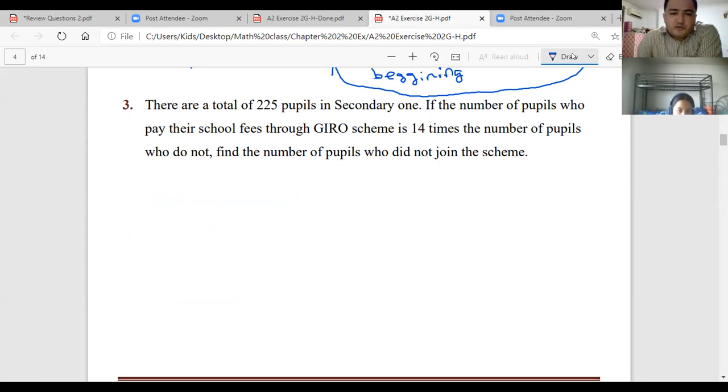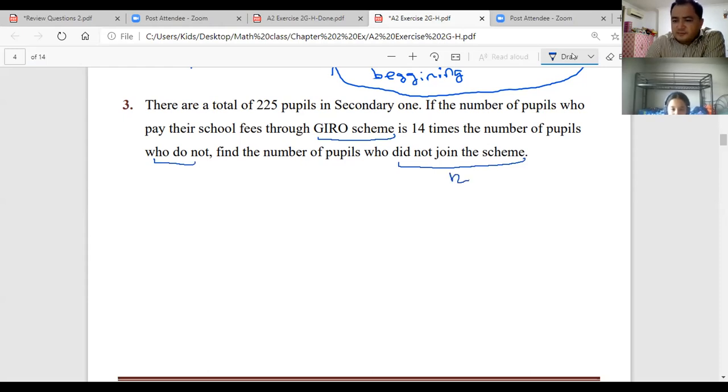There are a total of 225 pupils in secondary school. Okay, now we know that. If the number of pupils who pay their school fees... So now immediately you understand this question is about the number of students who are paying their school fees through the Jiro scheme. Maybe it's paying online or paying cash or paying by Visa card, something like this. That thing is not important. That is one method of payment, and it is 14 times the number of pupils who do not. Find the number of pupils who did not join the scheme. How many people did not join this method? We don't know, right? So I'm just using N for this.